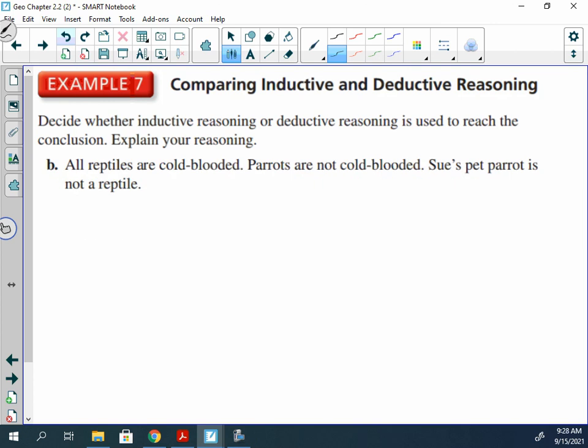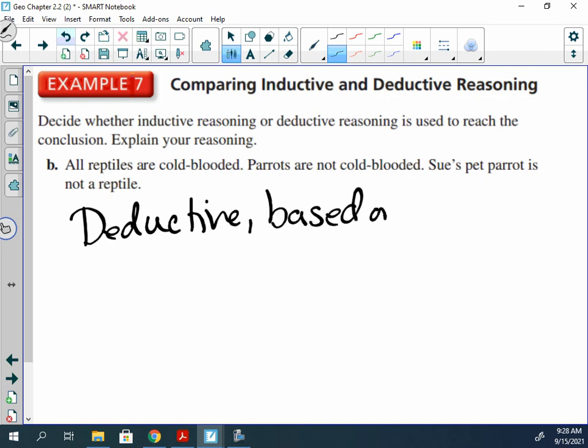All reptiles are cold-blooded. Parrots are not cold-blooded. Sue's pet parrot is not a reptile. Why is it deductive? It's based off of facts. Yep. Questions on this here? That's it.